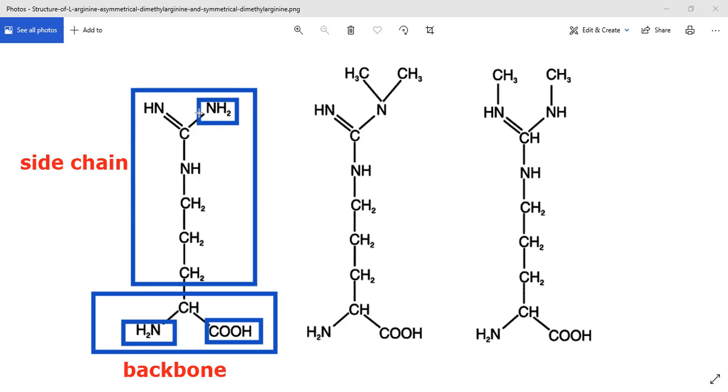Yes, sir. So what is the name of this molecule, my children? Arginine. So mark it down, the arginine. Mainly, you want to know it has an amino group in the side chain.